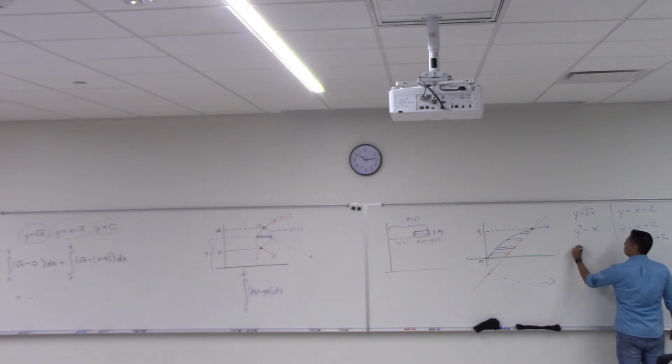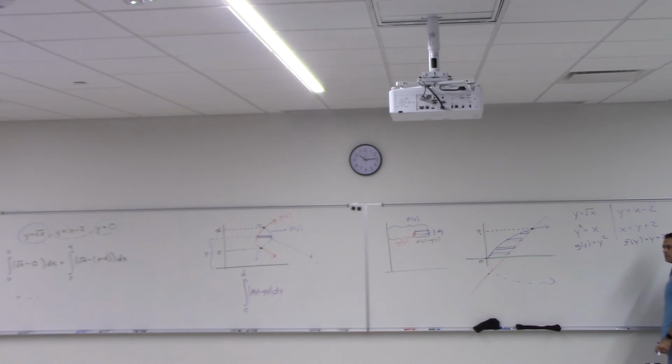So this will be my g of y. g of y will be y squared. So you solve for x, you replace x with the f of y notation. Here you solve for x, you replace the x with the g of y notation.